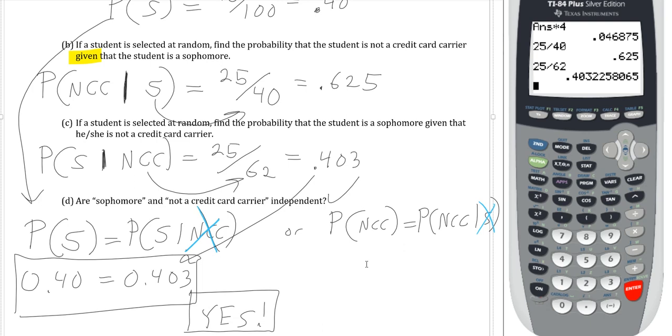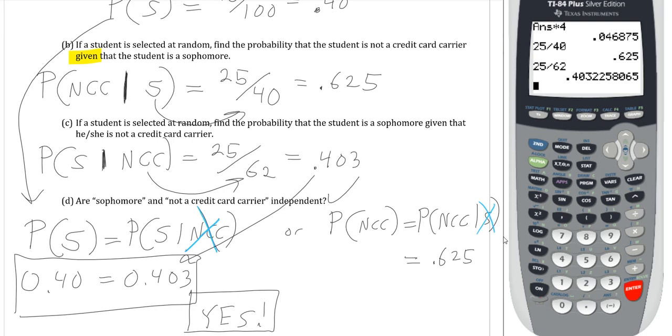We could consider the other side that I had written over there, the probability of not a credit card carrier equal to the probability of not a credit card carrier given a sophomore. Unfortunately, we haven't solved for that one really yet, but we can. We solved for not a credit card carrier given a sophomore. We found that to be 0.625.